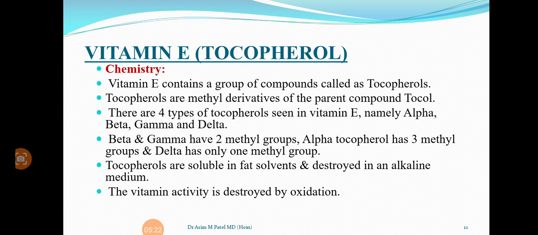The next thing is vitamin E, also known as tocopherol. The chemistry of vitamin E: it contains a group of compounds called tocopherols. Tocopherols are methyl derivatives of the parent compound tocol. There are four types of tocopherols seen in vitamin E, namely alpha, beta, gamma and delta.